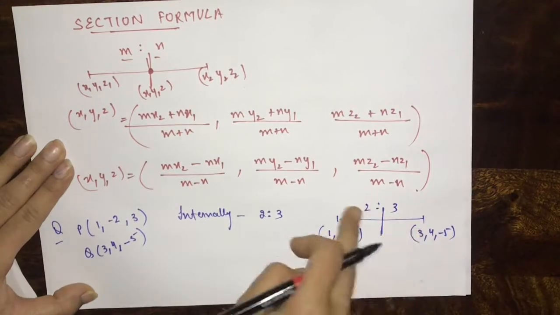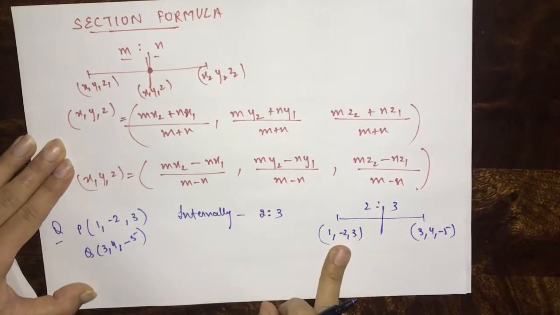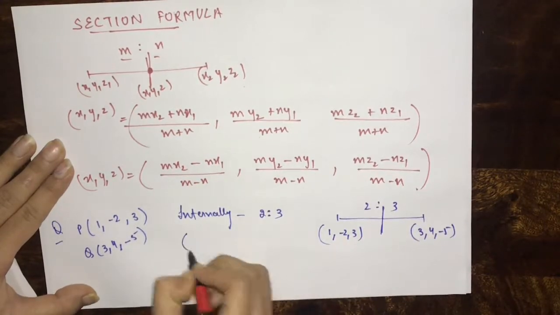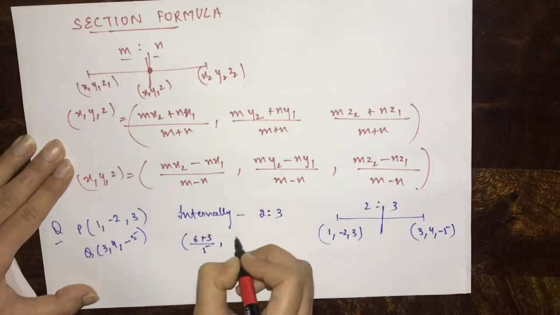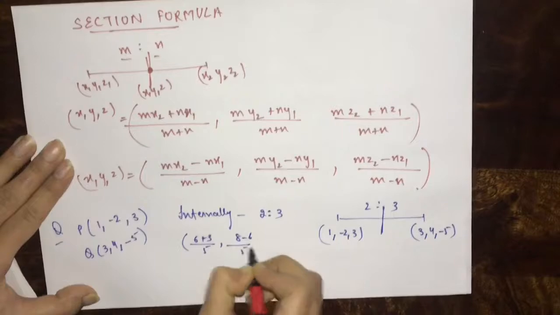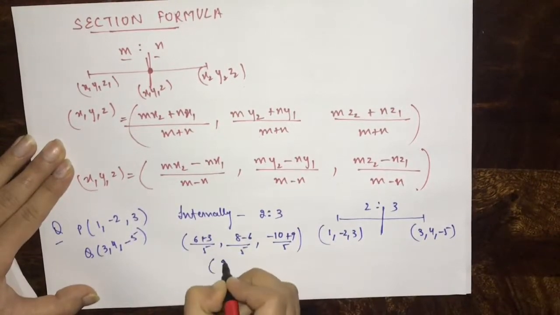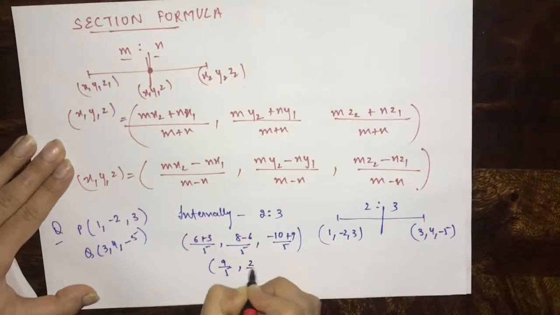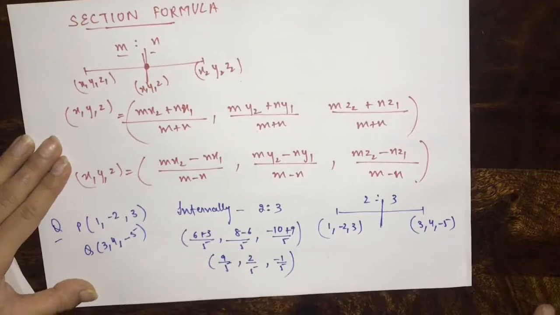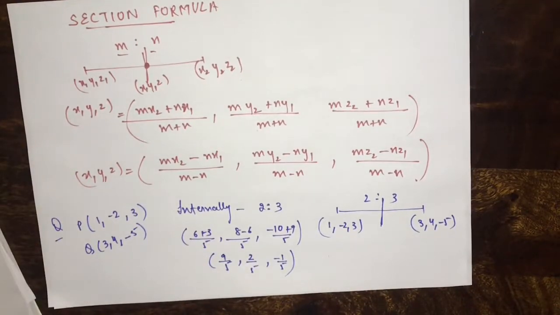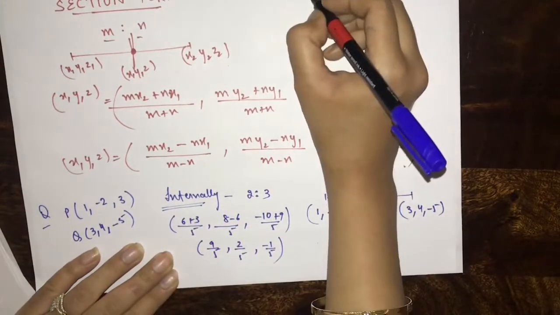So this 2 will be multiplied by this factor, and this 3 will be multiplied by the first one. You will get (6 plus 3) upon 5, (8 minus 6) upon 5, (minus 10 plus 9) upon 5, which is 9 upon 5, 2 upon 5, and minus 1 upon 5. This is internally. You can also check for externally. If it's externally, just the sign gets reversed.